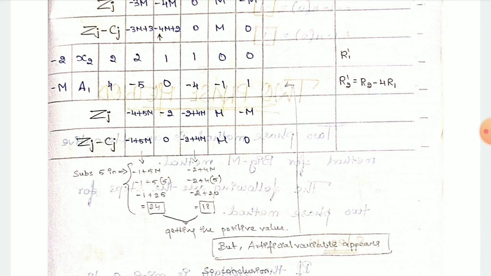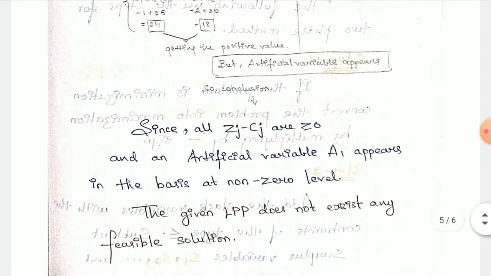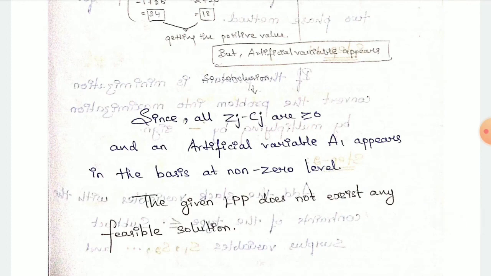But in the last column, that is the last table, it appears artificial variables, means we have to write that is a no feasible solution. That is the correct thing because there is no artificial variable in the final table. So we have to write like this. Since all Zj minus Cj are greater than or equal to 0 and an artificial variable a1 appears in the basis at non-zero level, so the given LPP does not exist any feasible solution. So that is no feasible solution is the final answer.